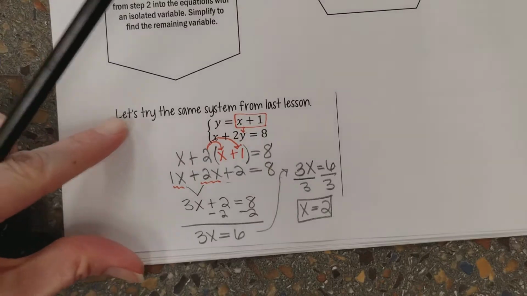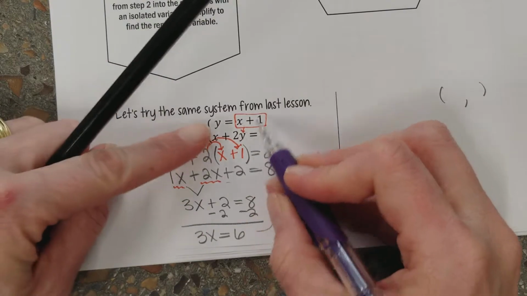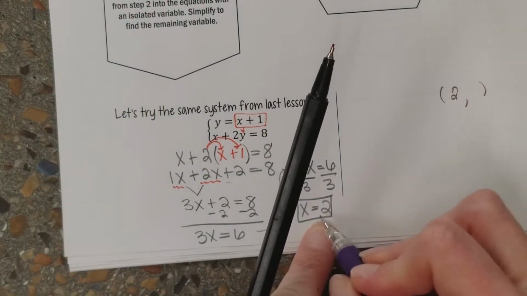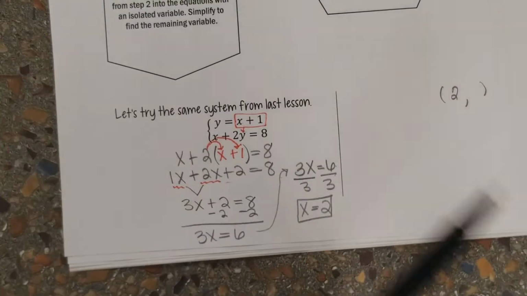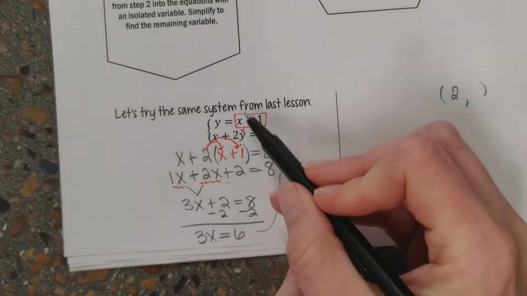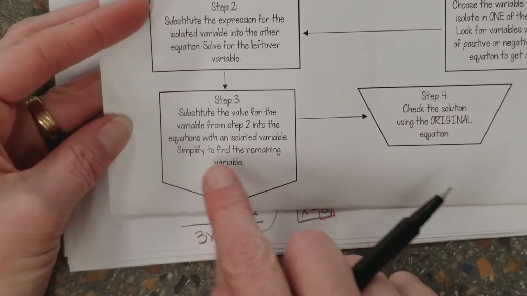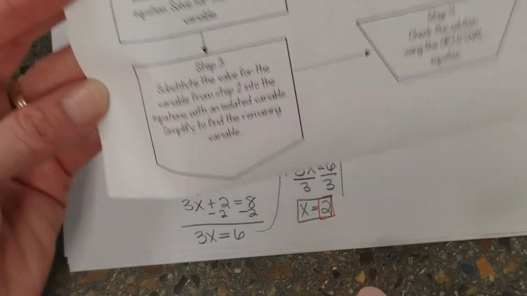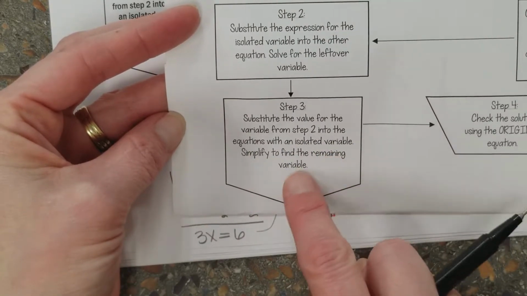Now remember, when we're trying to solve a system of equations, we're looking for the ordered pair, the point where these two lines intersect with each other. Okay, so far I know that they intersect at x equals 2. Now I just have to figure out what y equals. In order to do that, I'm going to take this 2 and substitute it into x. So if you look here on your flow chart, step 3 says substitute the value for the variable from step 2, which is x, into the equation with an isolated variable, simplified to find the remaining variable.